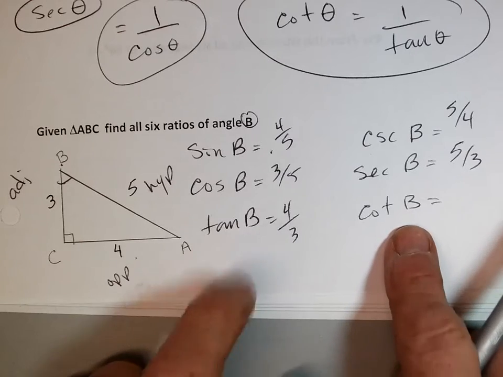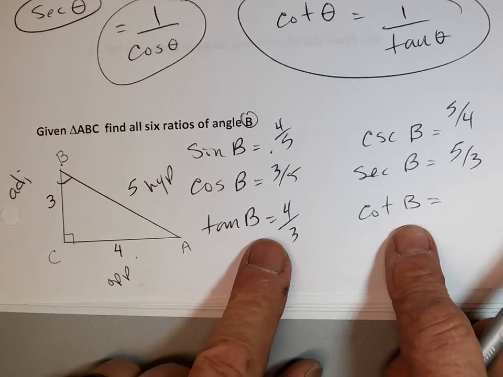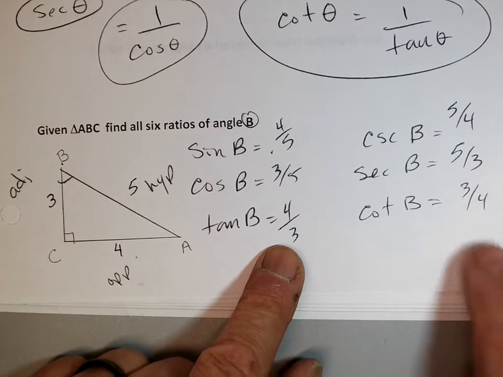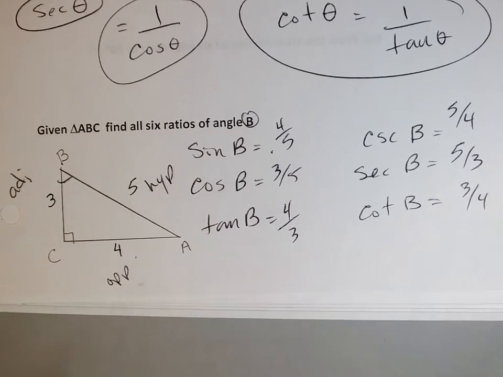And then cotangent of B. Autumn, what'd you get for cotangent of B? 3/4. How'd you get that so fast? Opposite. That's the way I do it. It's the opposite of tangent, right? I mean, you can still do it as the adjacent over the opposite, but that's fast.